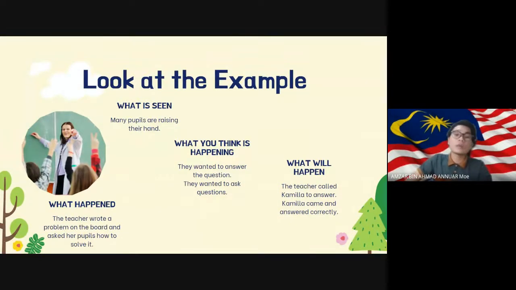And then what will happen? What will happen? Apa yang akan berlaku selepas gambar ni? Apa yang akan berlaku kesinambungan atau in cohesion with this picture? And the last one, actually yang ni dulu sepatutnya. What happened? Apa yang berlaku sebelum berlakunya gambar ni? Okay, sekarang kita tengok yang pertama. What is seen dulu? Apa yang awak nampak dalam gambar ni? What can you see in the picture?